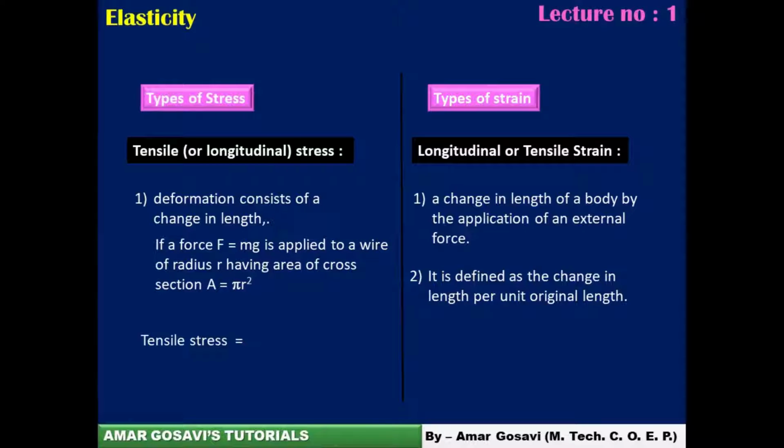Let's talk about the stress first. Tensile stress here will be applied force divided by area. You can put it as F by A, or F can be substituted as mg, divided by pi r square. So this is the equation for tensile stress, either F by A or mg by pi r square. When it comes to tensile strain, it will be change in length per unit original length. If the change in length is small l, then small l divided by original length capital L is what we call tensile strain. So this formula specifies tensile strain, friends.